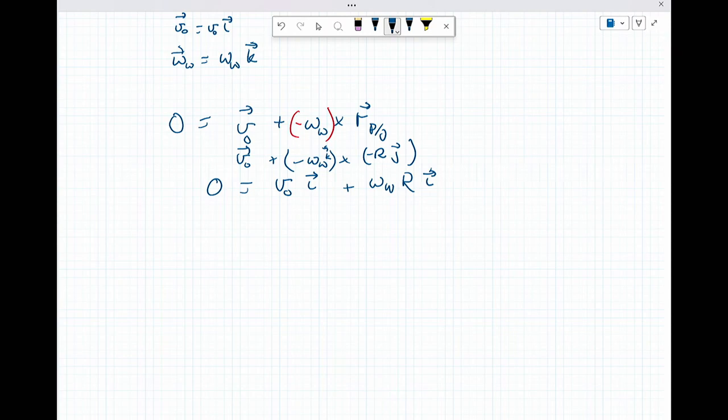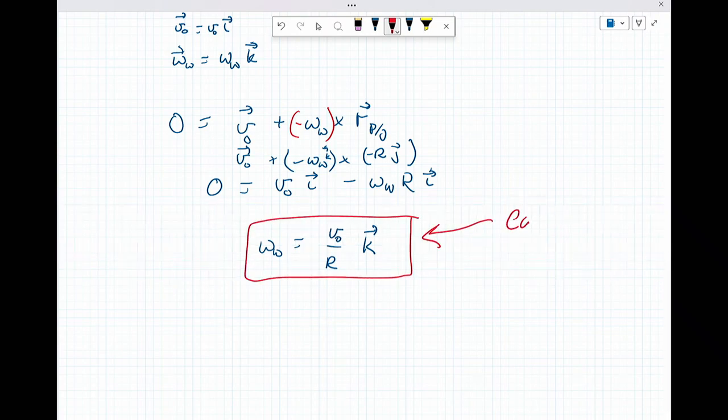I end up with my solution a little bit different with this, and my omega wheel in this case will be in the correct direction. So I'll get omega of the wheel is equal to V naught over R in the k direction. But this is clockwise, and so it's rotating like this because I put in the correct sort of magnitude of terms and all of that. When you do cross products, when you do all of this stuff, it's going to work out really nicely. If you don't, good luck.